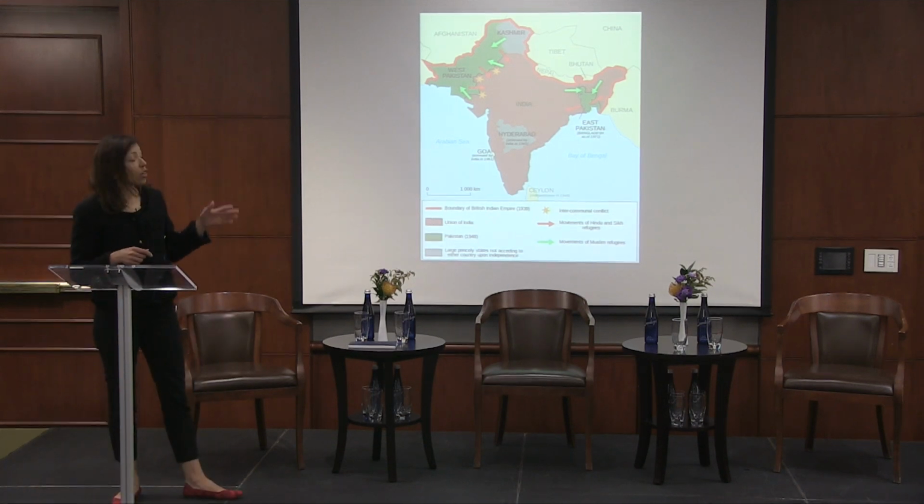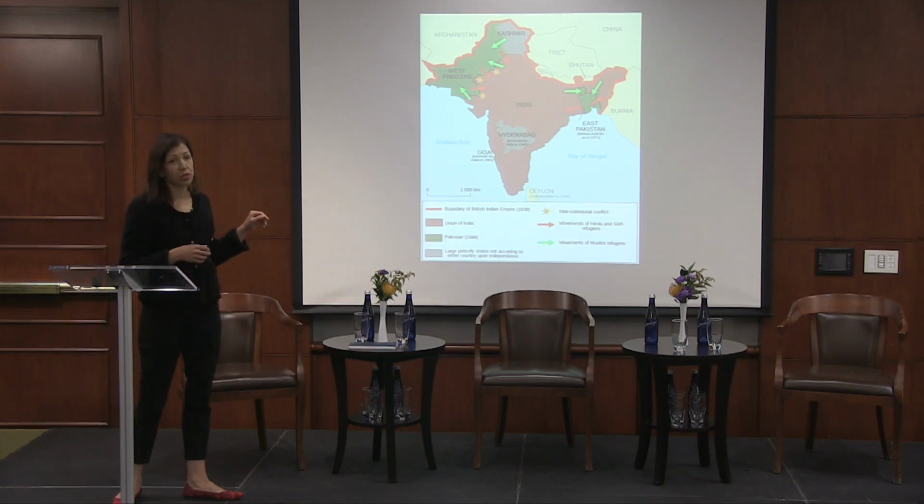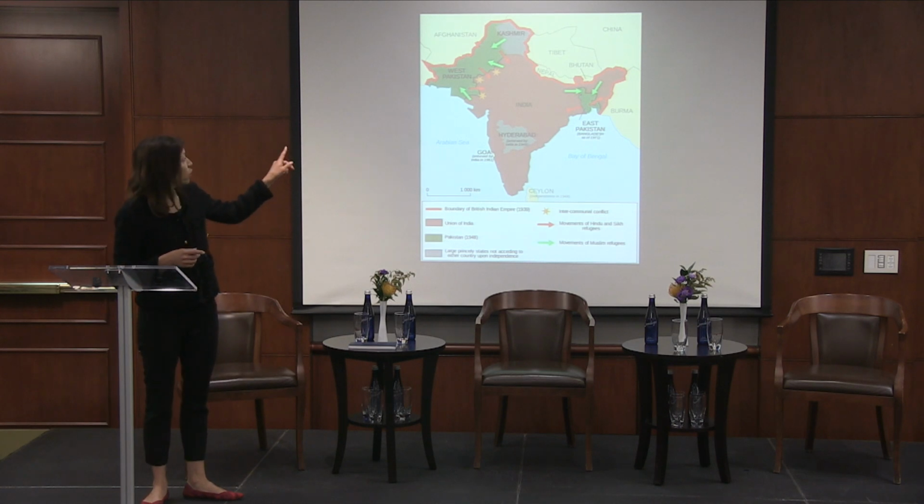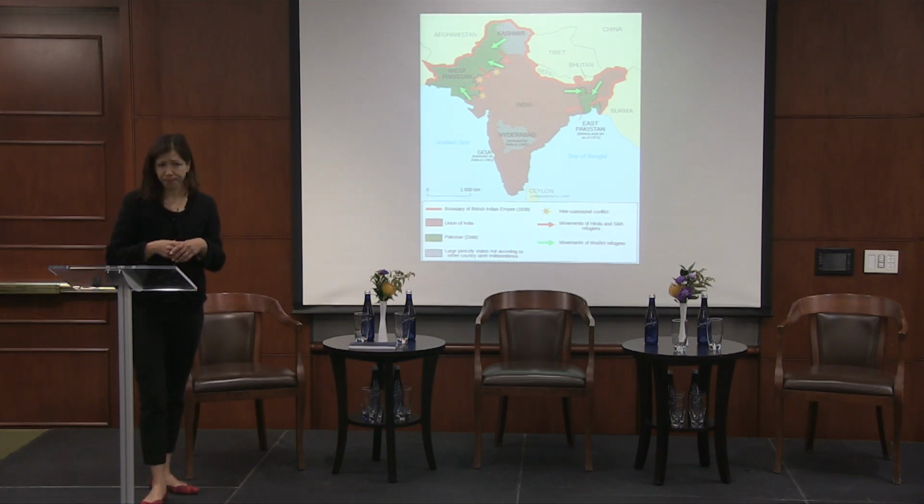And 8 years after this map is drawn, British India is carved up into two sovereign successor states. And you see here in dark pink, India, and in green, what is then West and East Pakistan, today, of course, Bangladesh.